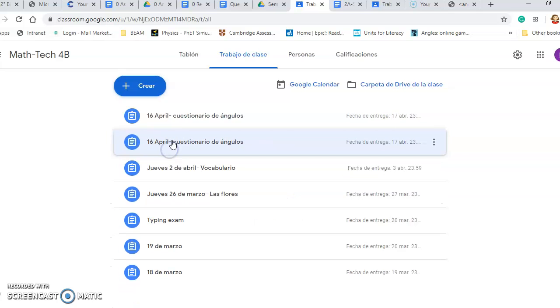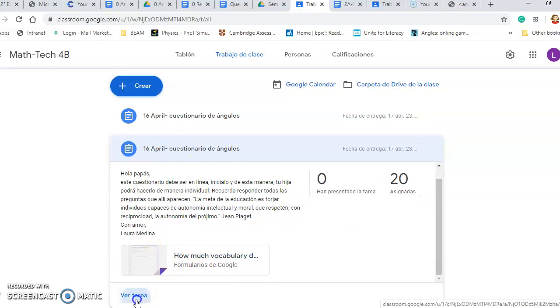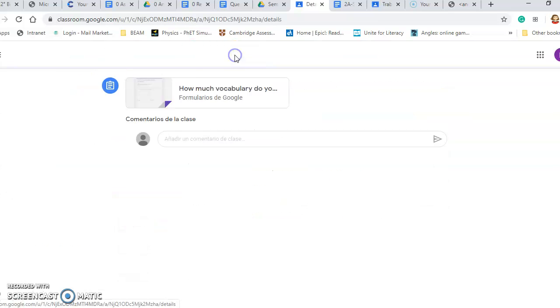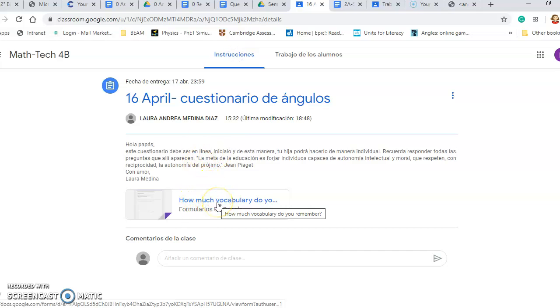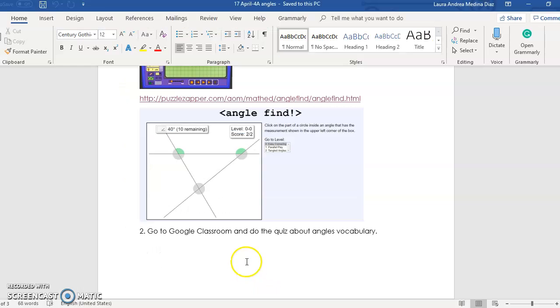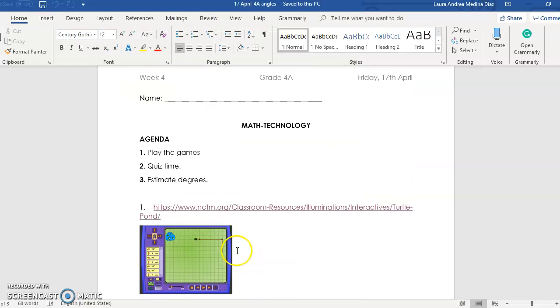In there, you're going to find the vocabulary or the activity that you must do. You just need to click in there and you need to answer the quiz. Once you finish, it's going to be very quick because we just have specific questions about the vocabulary of angles, like right angle, obtuse angle, acute angle, the ones that we already practiced last class. Once you finish that one, you come back again to the agenda and you're going to estimate degrees.